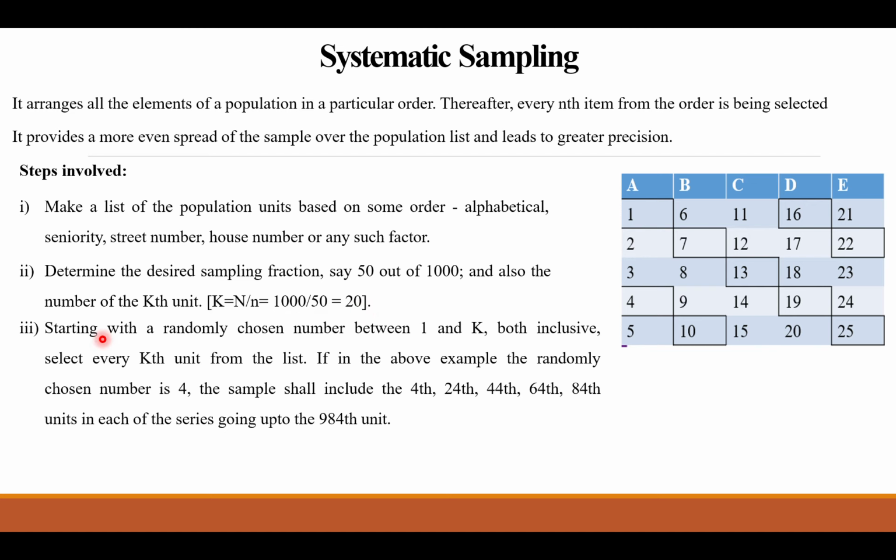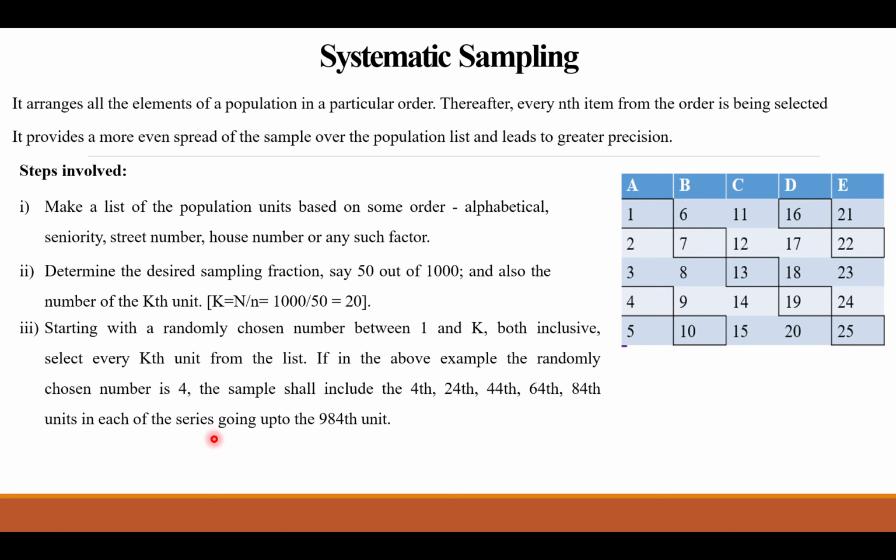Then determine the desired sampling fraction, say 50 out of 1000. Also determine the number k of units, where k equals capital N divided by small n. Capital N is the size of the population divided by the sample size. So we are getting 20. So every 20th item will be selected from the population.